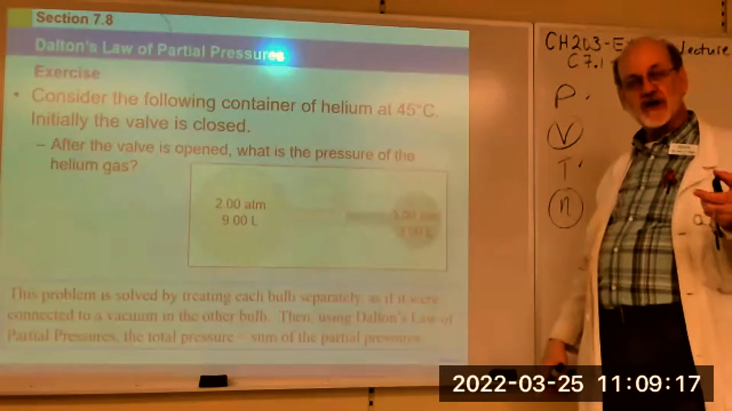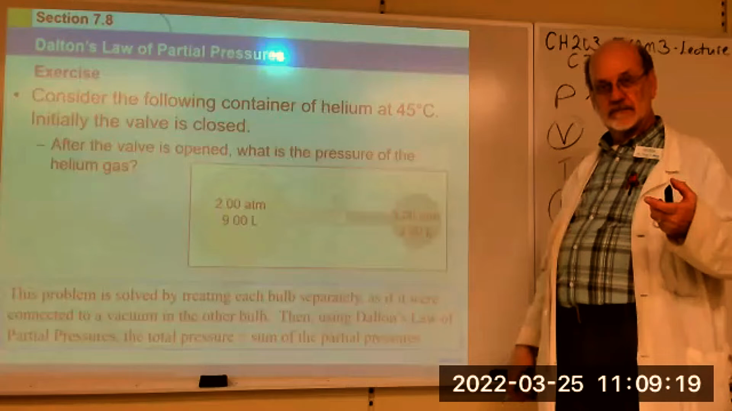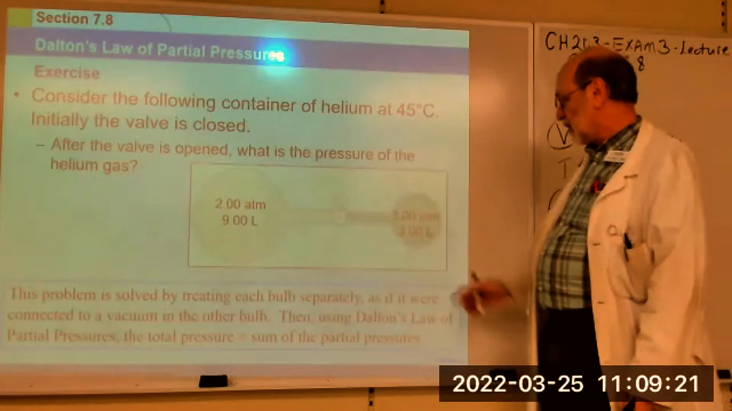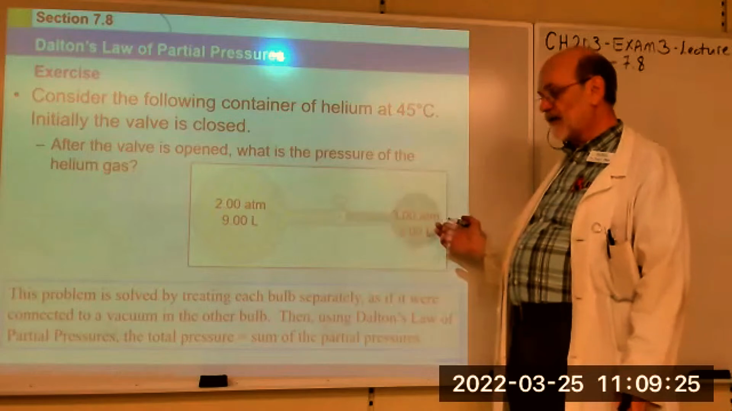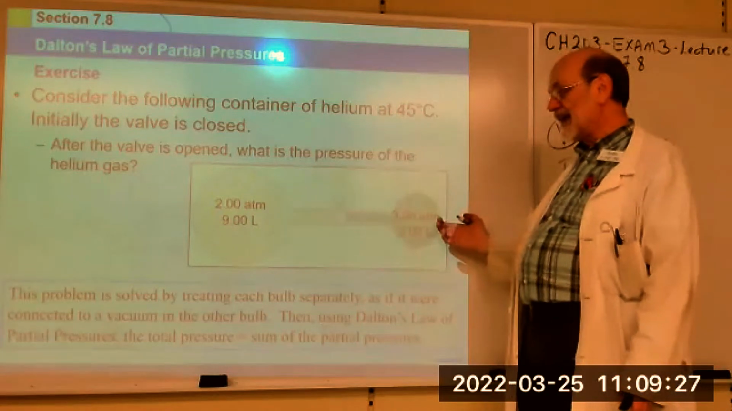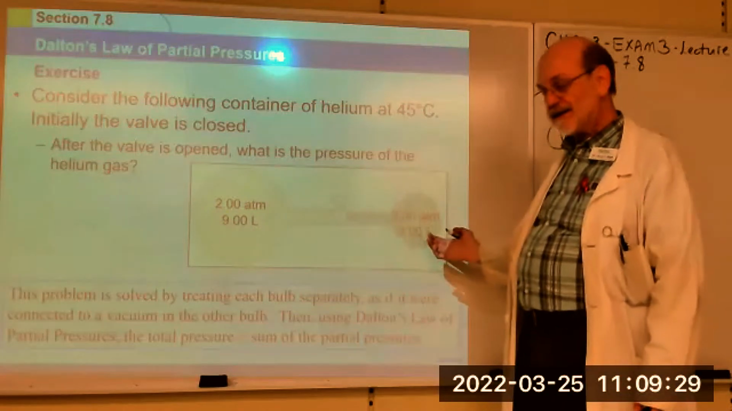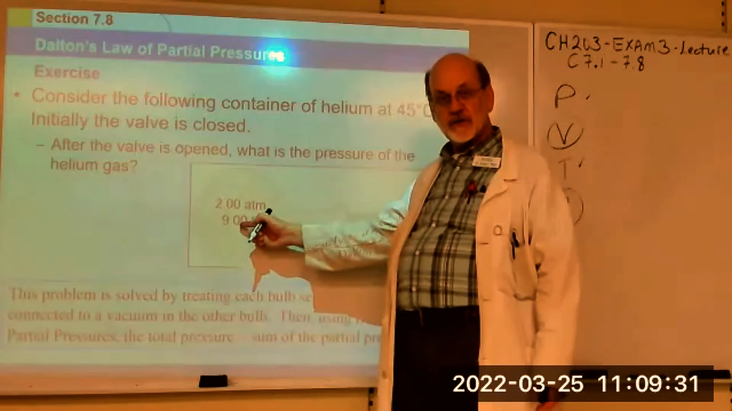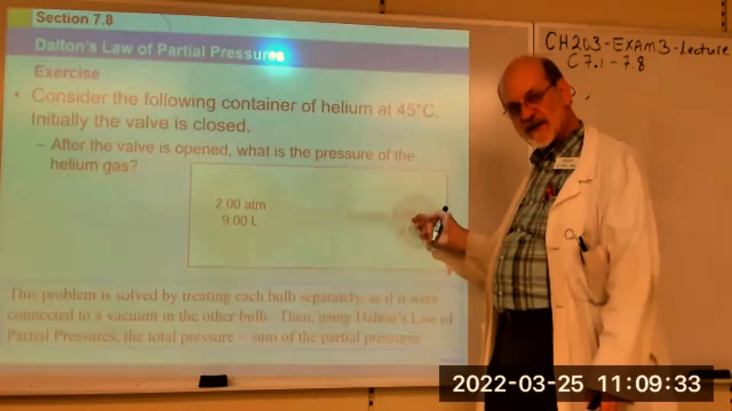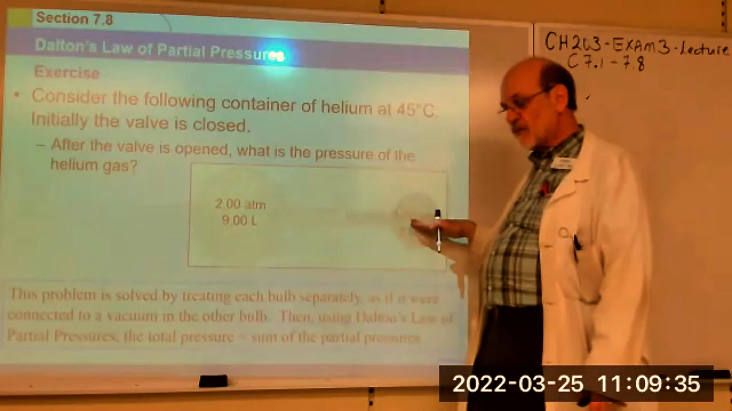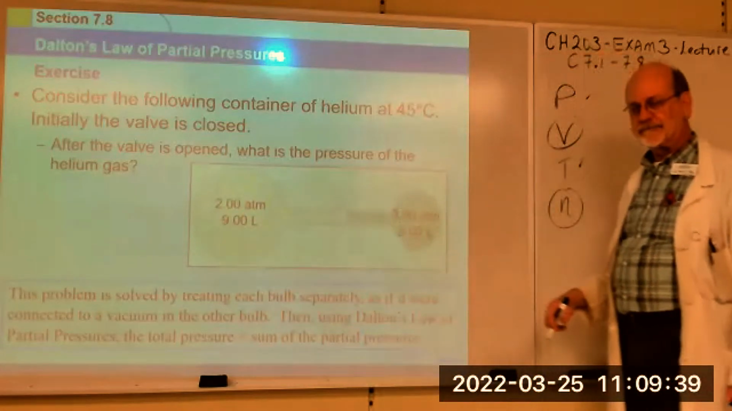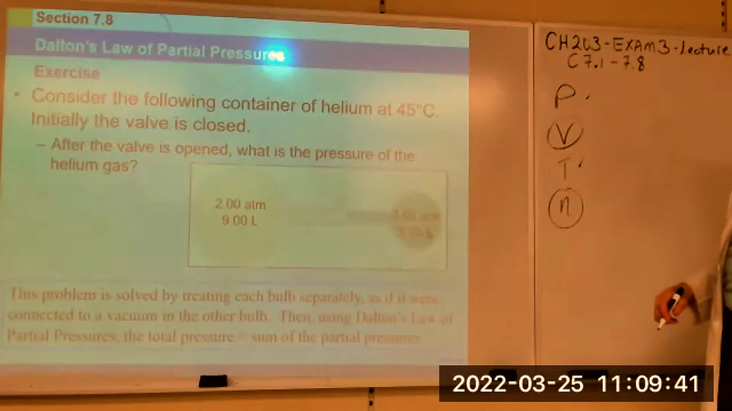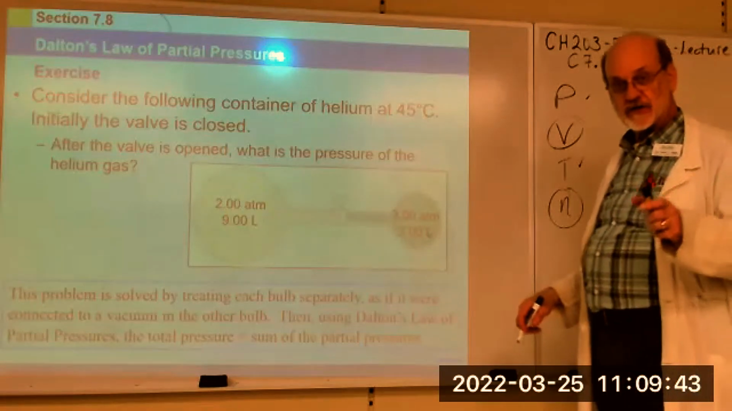So what should the pressure be? Is it going to be greater than 3? No, it can't be any greater than the highest pressure. It's going to be less than 3. But it's going to be greater than 2, because you put some more of this over here, you decrease the pressure here and increase the pressure there. So we know it's going to be between 2 and 3. But we want to know exactly how much.